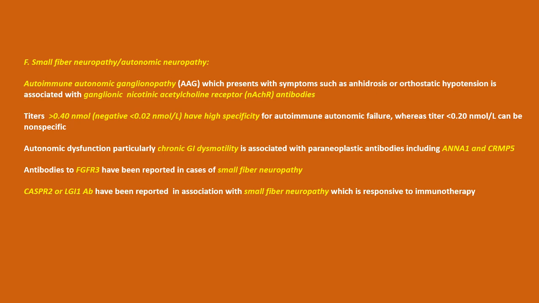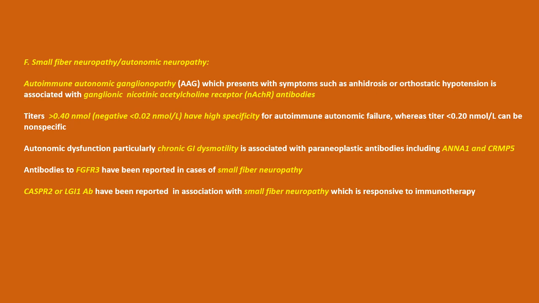Small fiber neuropathy and autonomic neuropathy. Autoimmune autonomic ganglionopathy, which presents with symptoms such as anhidrosis or orthostatic hypotension, is associated with ganglionic nicotinic acetylcholine receptor antibodies. Titers more than 0.40 have high specificity, whereas titers less than 0.20 can be nonspecific.